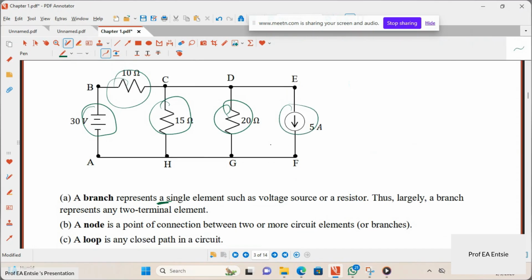Then a node. A node is a point of connection between two or more circuit elements. So if that is the case, then this 10 ohms and this 30 volts are two electrical elements which can make B a node, because a node should be a connection between two or more. And this is two, this one here and this one here. So B is a node, C is a node, 10 ohms, 15 ohms is a node.